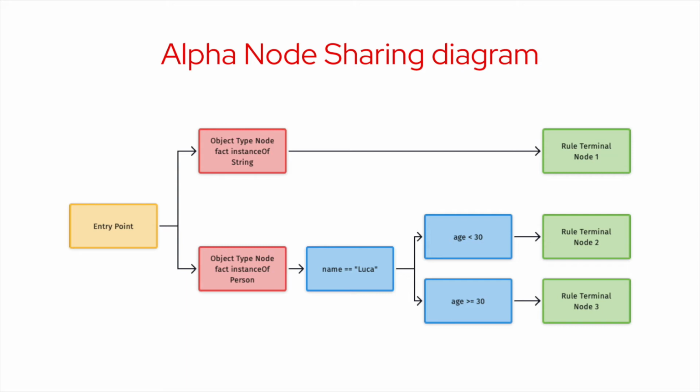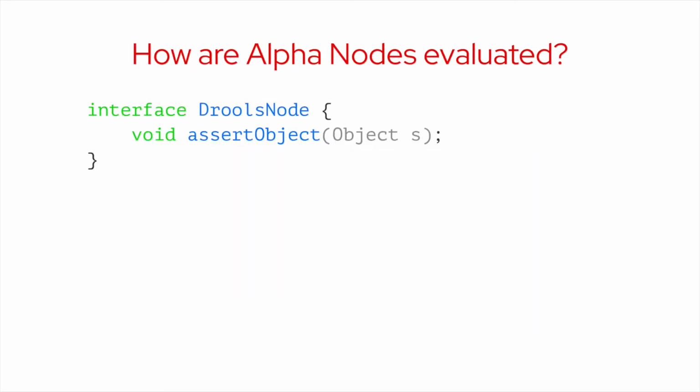Here's a diagram to represent such node sharing. But what does it actually mean to evaluate a node? It means to propagate the call of a method recursively to the next node of a tree.